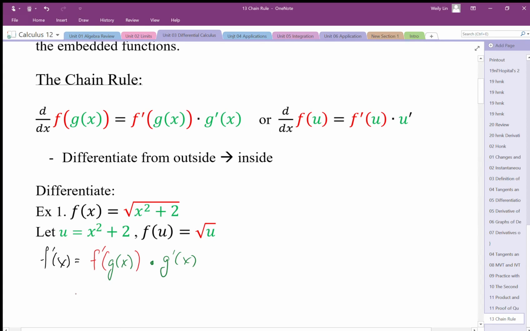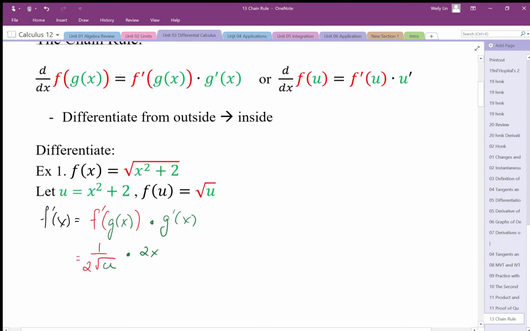So I'm going to differentiate the outside. The outside is square root, so it's going to be 1 over 2 square root. That is the derivative of the outside function. Okay, regardless of whatever's on the inside, that is the derivative of the outside. So I'm just going to put my u in here as my variable. So then I need to differentiate the inside function. Now I focus on the derivative of the inside, which is 2x. Okay, so that's it. I've differentiated from outside to inside.